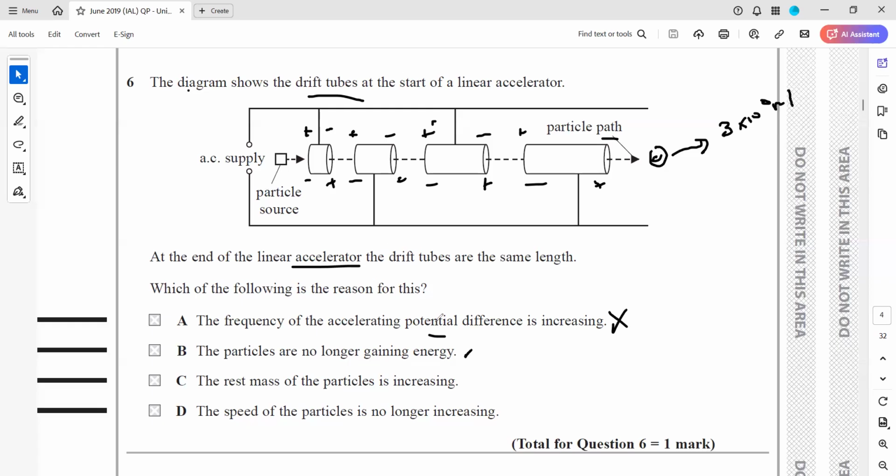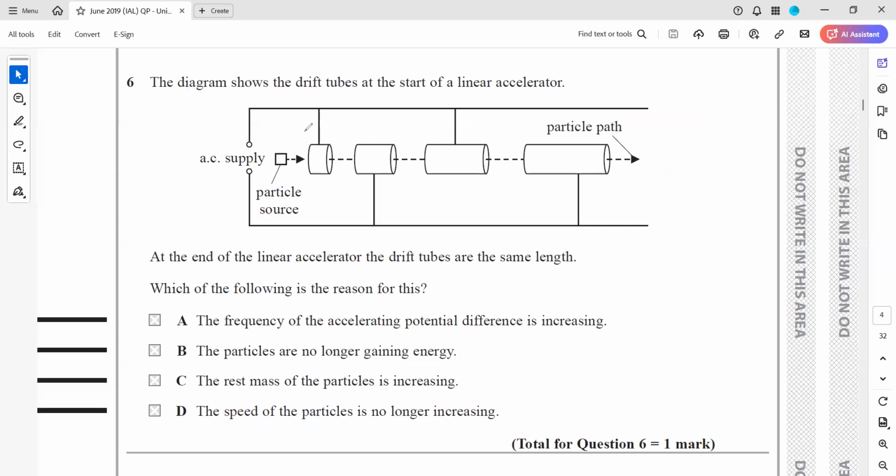But this is a condition. Look, the frequency part: when we use an accelerating potential in a linear particle accelerator, we use a constant AC supply, which has a frequency of 50 hertz. So 50 hertz means the time period is 1 divided by 50, so 0.02. It means after every 0.02 second, the terminal will change.